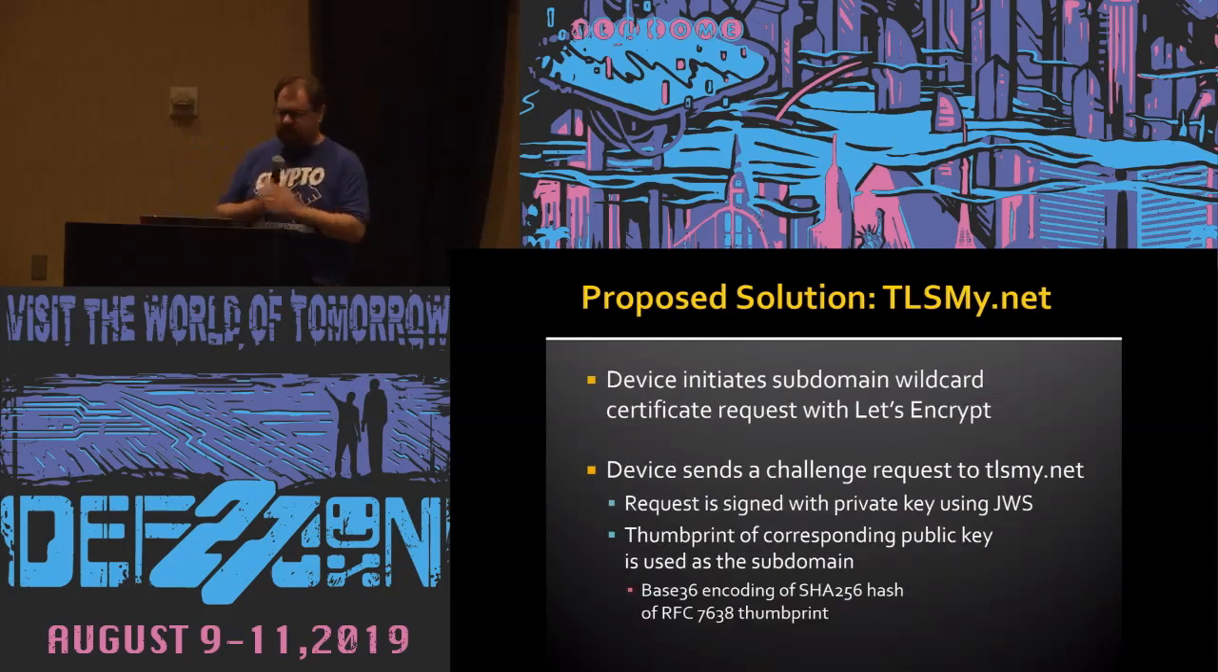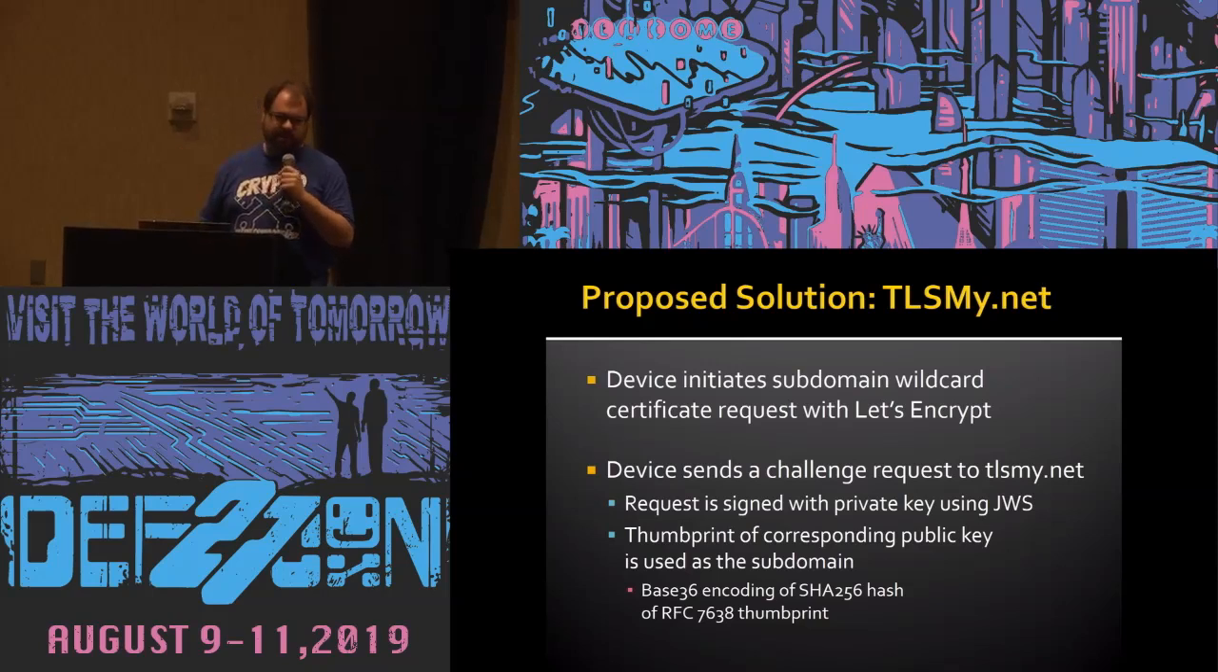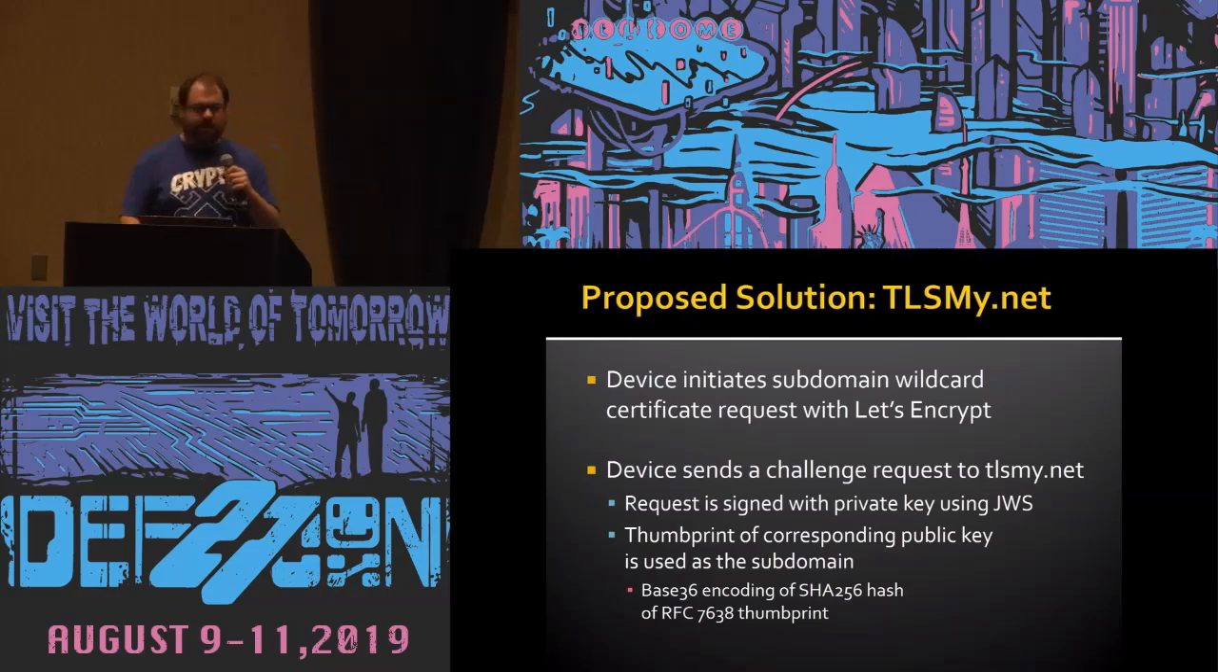So the way that this works is the device initiates a subdomain wildcard certificate request with Let's Encrypt. Let's Encrypt says, okay, here's a DNS challenge. The device then sends that challenge request to TLS MyNet. This request is signed with the public key using JSON web signatures. The thumbprint of the corresponding public key is used as the subdomain, and because of limitations of DNS, we actually have to encode this as base 36, which is kind of icky, but it works. And basically the public-private key pair here is the same one that is tied to your Let's Encrypt account.